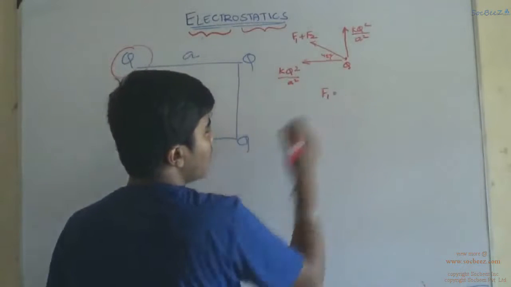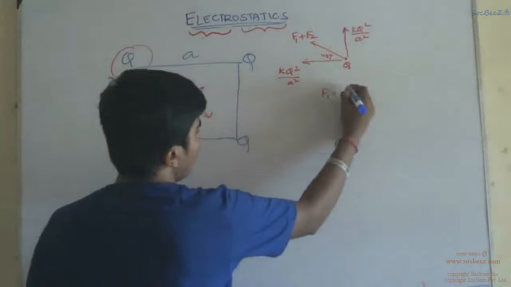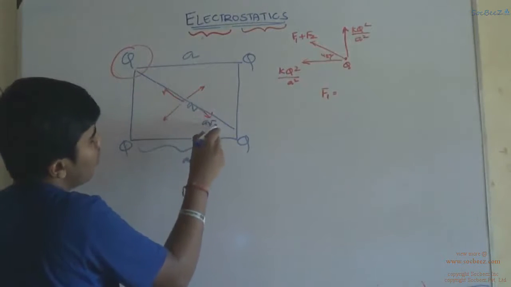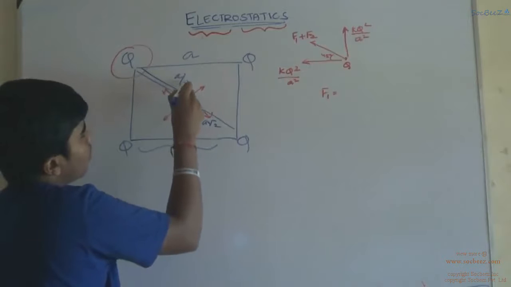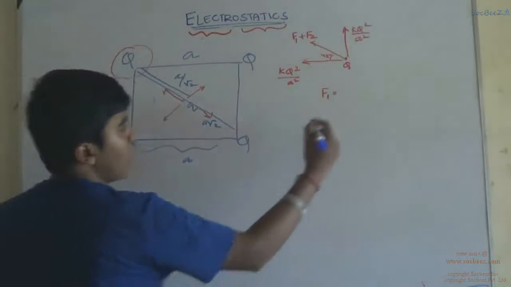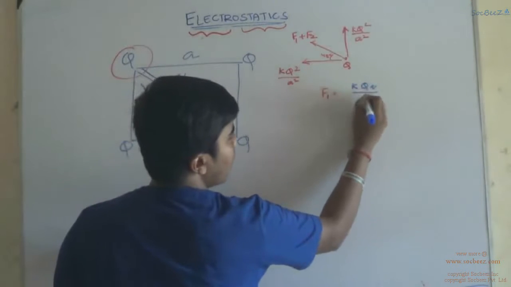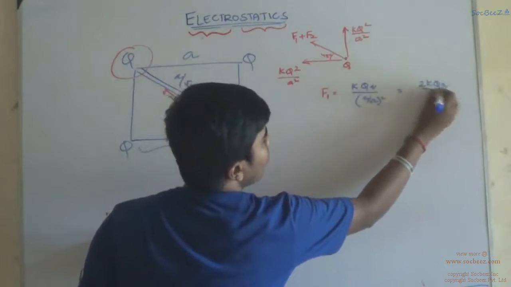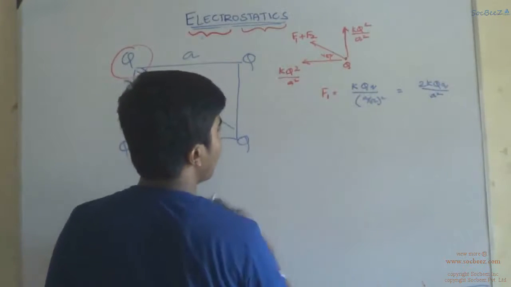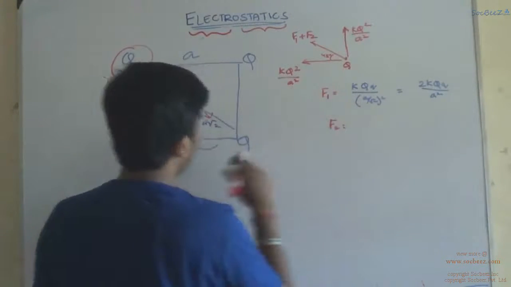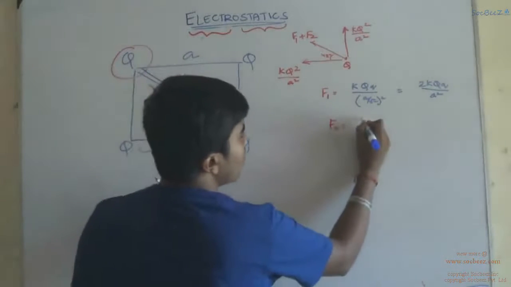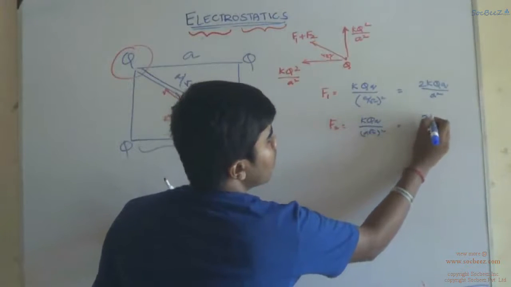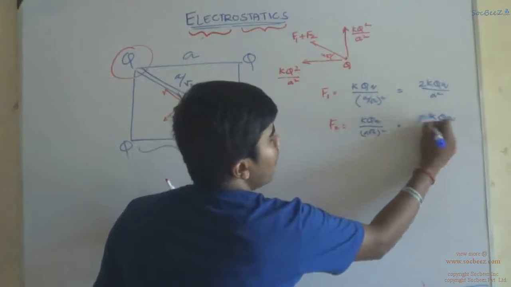So now what is F1? F1 is equal to the force by this part. First of all, if this is A, we know that this distance is A root 2 and this distance is A by root 2, right? So what is F1? F1 will be equal to K times Q q by (A by root 2) square, which is equal to 2KQq by A square. And what is F2? F2 was due to this particular charge. This would be equal to KQQ by (A root 2) whole square, which is equal to KQQ by 2A square.